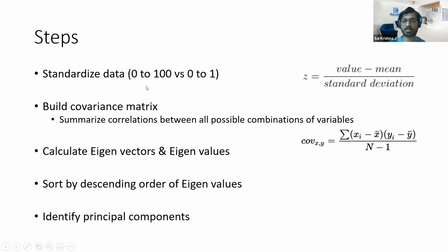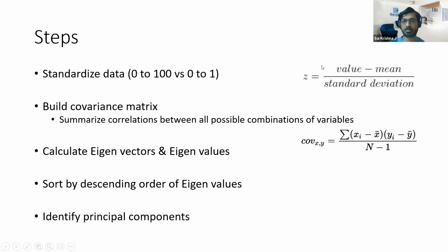Now assume that 0 to 100 is something like marks and 0 to 1 is something like a percentage. Or maybe 0 to 100 is age and 0 to 1 is a percentage. It doesn't make sense for you to give a higher weightage to the age and a lower weightage to the percentage. Both of those variables might be equally important, right? So that is why we do this standardization. In data science or statistical terminology, this is also called scaling or normalization. So we bring all the data points to the same scale.